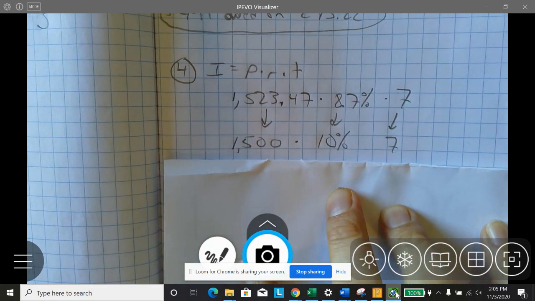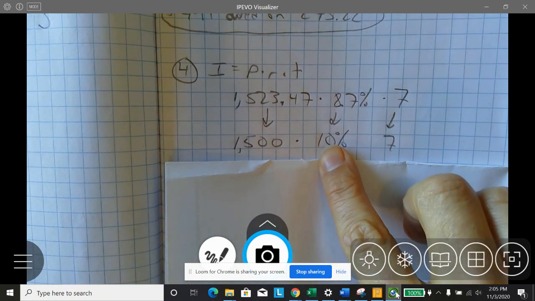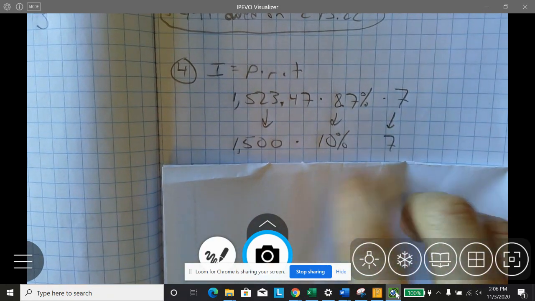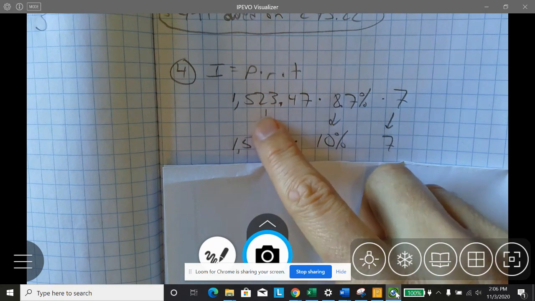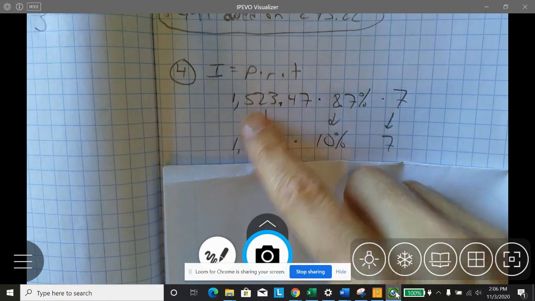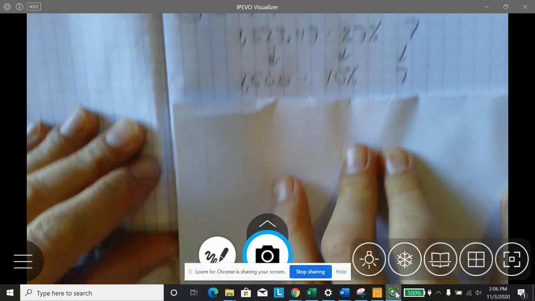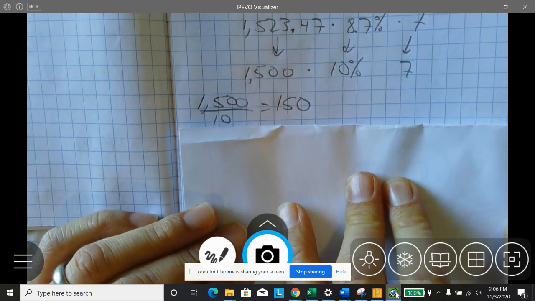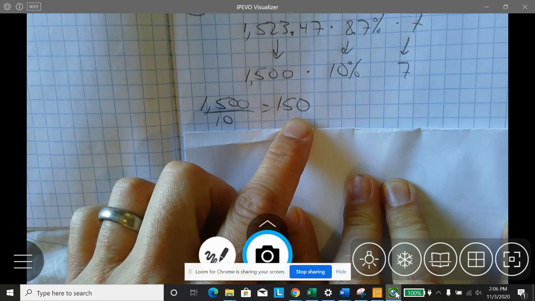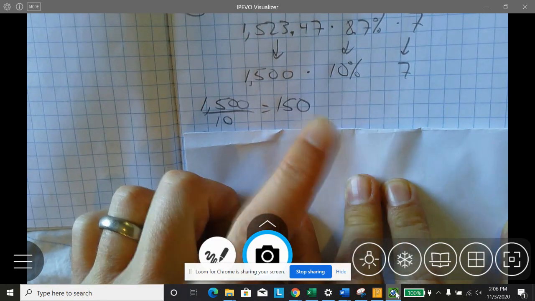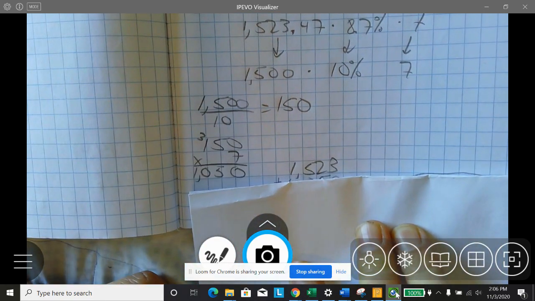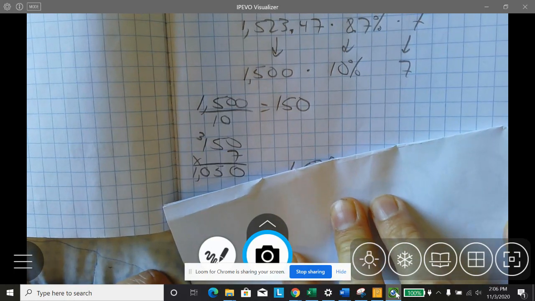Well, I know 8.7% is close to 10%, so I'm going to just change it to that. The 7, I'll keep 7. And this, I just have to find a number that's close and divisible by 10. I chose 1,500. So the first thing I have to do is find out what is 10% of 1,500. I divide by 10 and I get $150. But remember, I don't pay back for 7 months. So I owe $150 7 times.